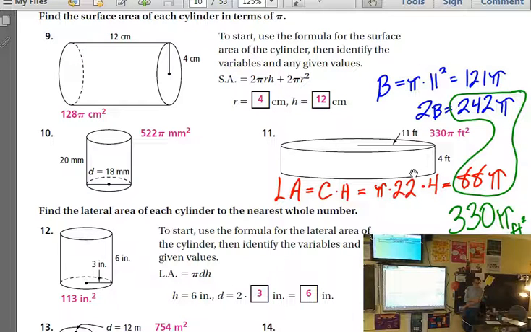That's why we're checking this out before the test, so you guys can find those things and fix them. Other questions, 9 through 12.